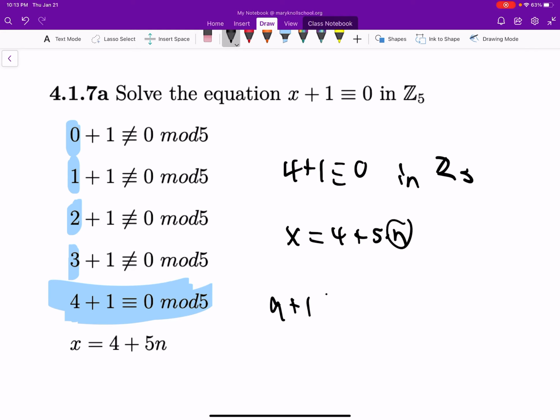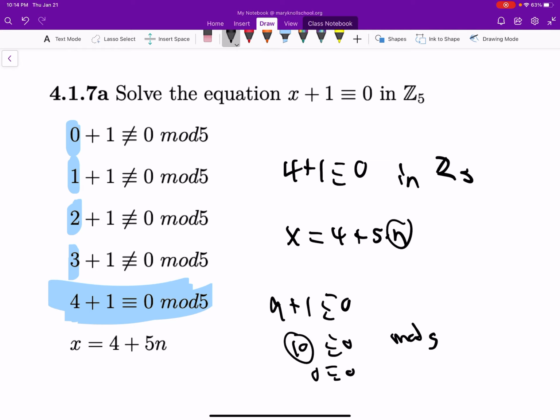9 plus 1 is equivalent to 0 in Z5, or mod 5. Yeah, that works because 10 is equivalent to 0 in mod 5. You can subtract 5 from this, subtract the 5 again, you get 0 is equivalent to 0 mod 5. So this time, I wanted to say equals 2.